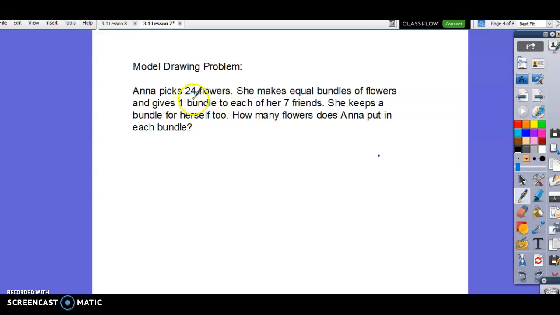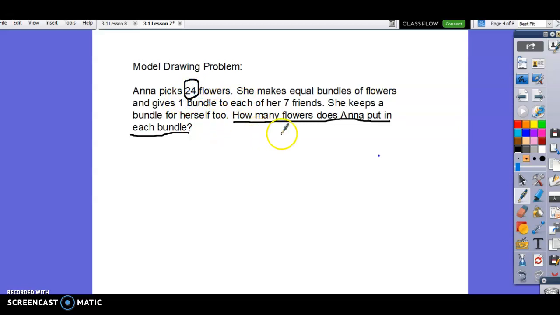So I'm going to stop right there for a second, and I'm going to underline my question. When I underline my question, this lets me know what I am looking for and what's the unknown in my word problem. I'm going to circle my number. 24 flowers is the total.